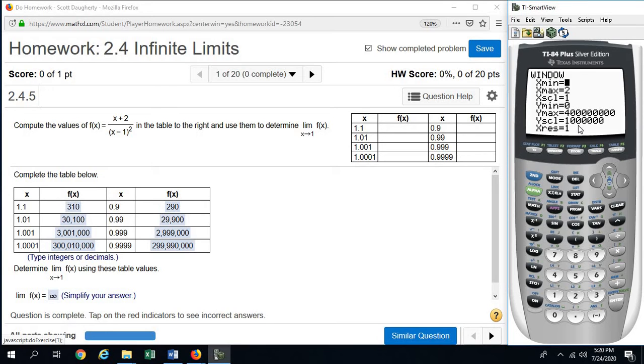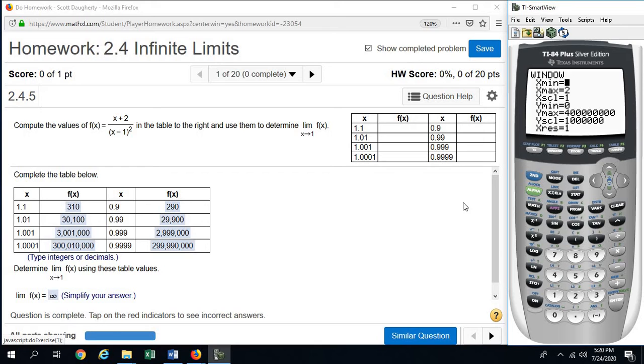And then I just made the y scale 1,000,000 here. And again, that's not that important in this case. It just tells you how many units it will go before it puts down a tick mark.